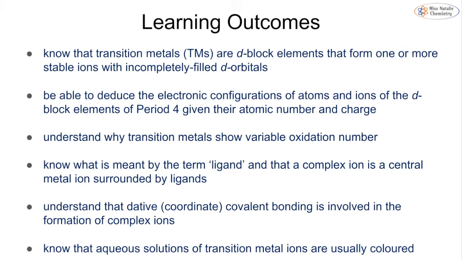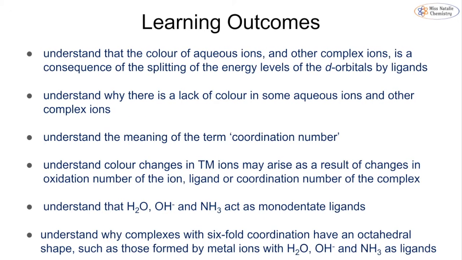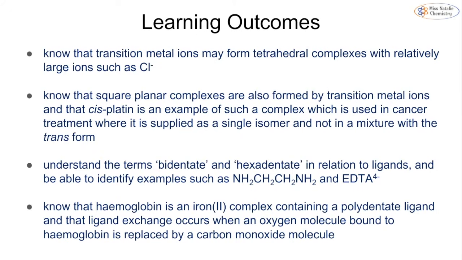We're going to look at why these are coloured and understand where the colour comes from and why some transition metal compounds have a lack of colour. Looking at different types of ligands, in particular monodentate, bidentate and hexadentate. And then looking at the different shapes of transition metal complexes and introducing a new shape known as square planar, and lastly looking at haemoglobin.